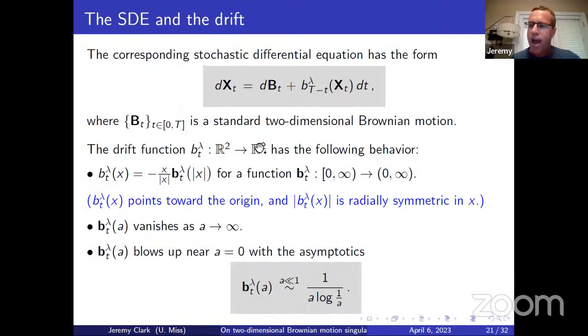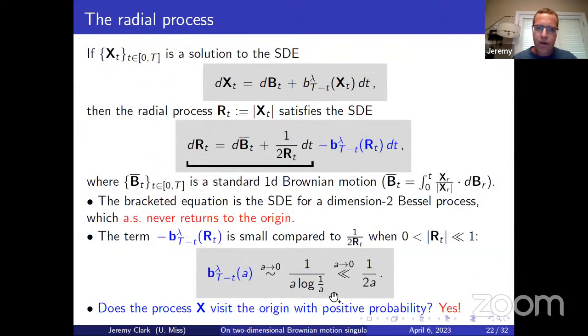And so the question is how large is that drift? How much is it pulling? Away from the origin, it basically just vanishes, so it's negligible away from 0. And it blows up near 0 with the following asymptotics. It's 1 over a log of 1 over a. Now, this log of 1 over a actually makes it a little smaller, because it is acting against the a. So this log of 1 over a is making this slightly smaller than what you'd get if you didn't have it. All right, so let's think about this process.